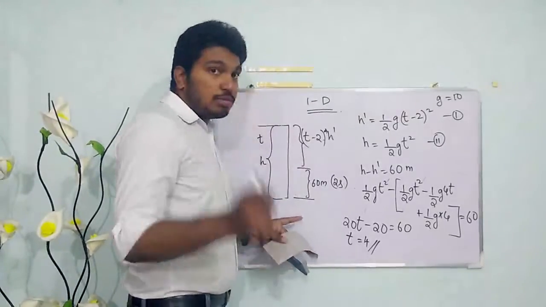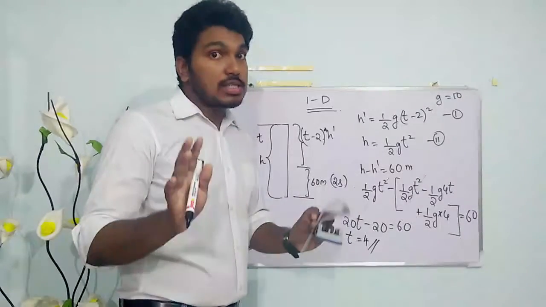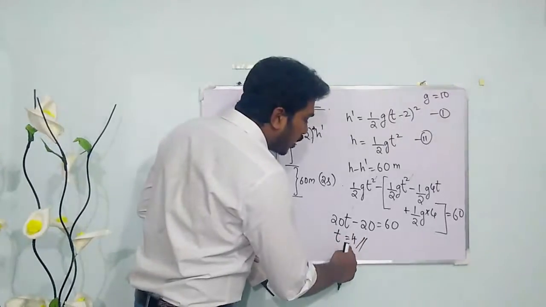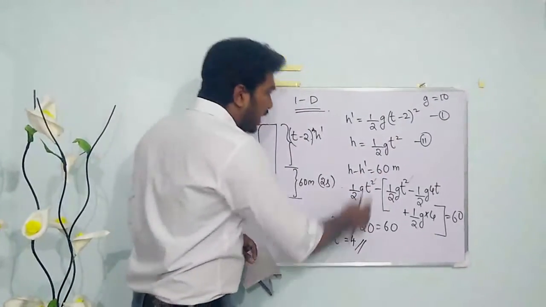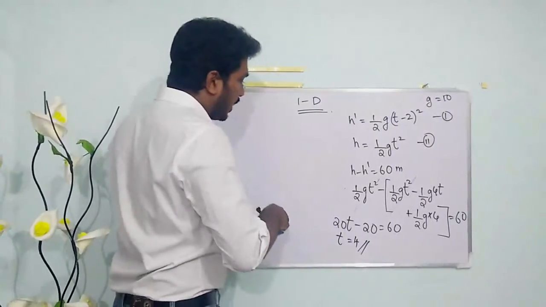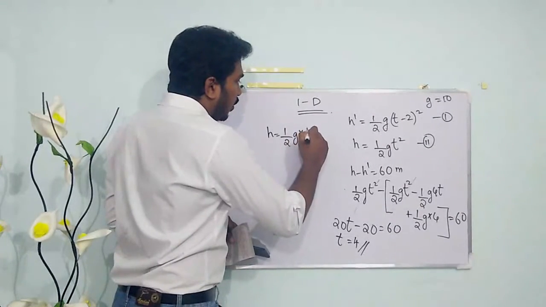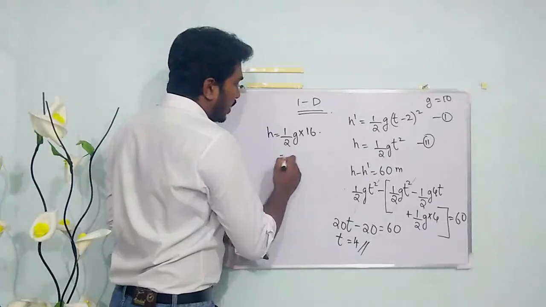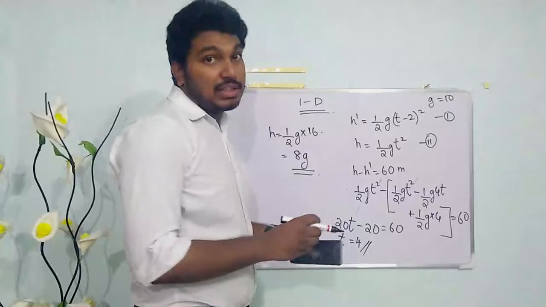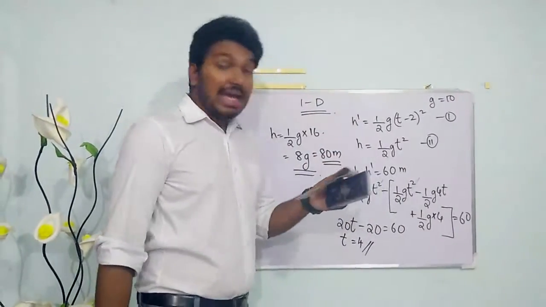So we obtain the value for time. The time taken by the object to go from here to here. But that is not the question, right? What is the question? We are supposed to find out the height, right? H. How do you find the height? Substitute this value of t in the second equation. We get h is equal to half g into t square. 4 fours are 16. So that will be equal to 8g, that is equal to 80 meters.